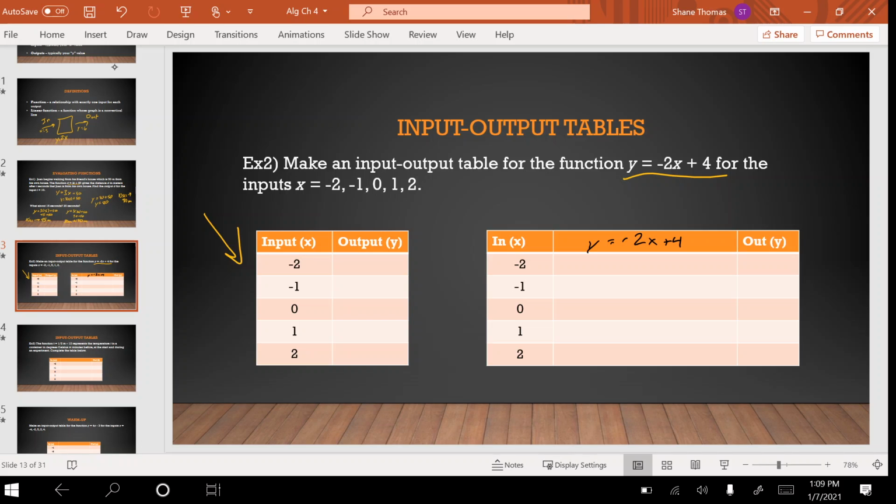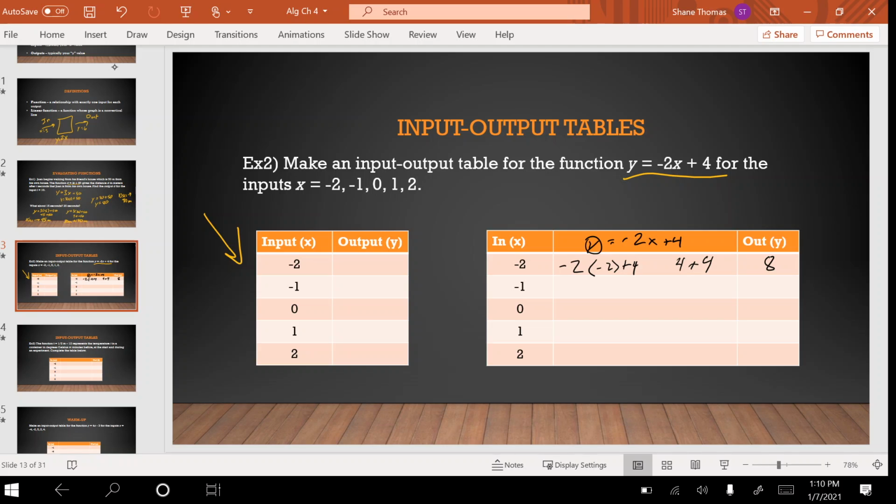So let's do the first one. I have, again, like I said, this is kind of irrelevant here. So I have negative 2. I put a negative 2 in for x plus 4. What's negative 2 times negative 2? How about positive 4? So then I have positive 4 plus positive 4. What's 4 plus 4? 8. There's no negative.